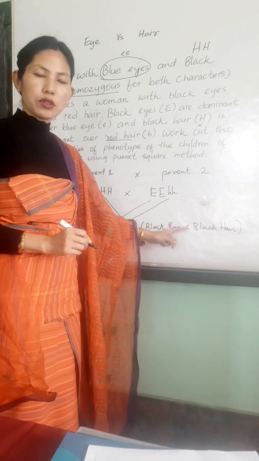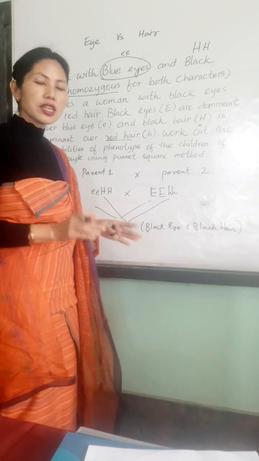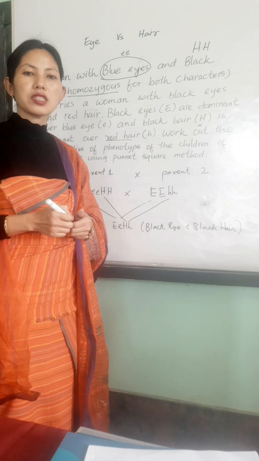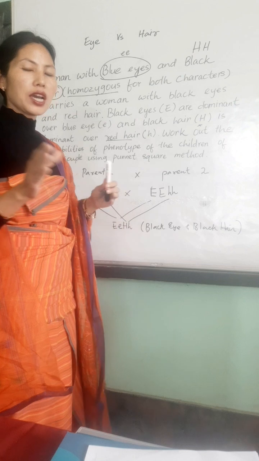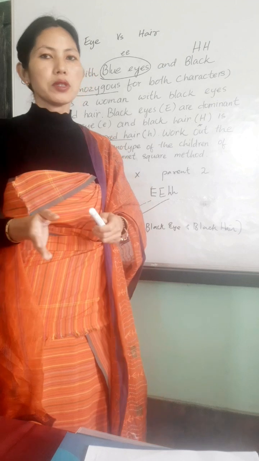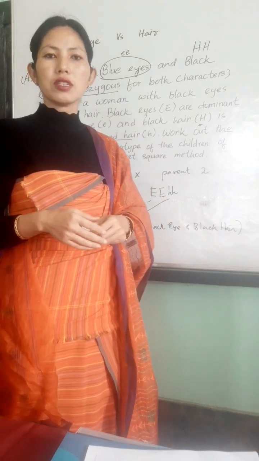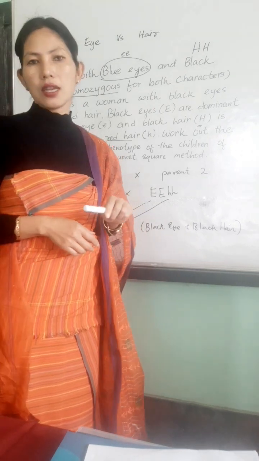So we call phenotype the trait which we can see with our eye, whereas genotype is the genetic arrangement of the gene or the allele or factor, you can say. So in this way we first identify from the question whether it's a dihybrid or a monohybrid cross. Sometimes it may be given already in the question, but as you can see in this question it is not mentioned that it is a dihybrid cross.